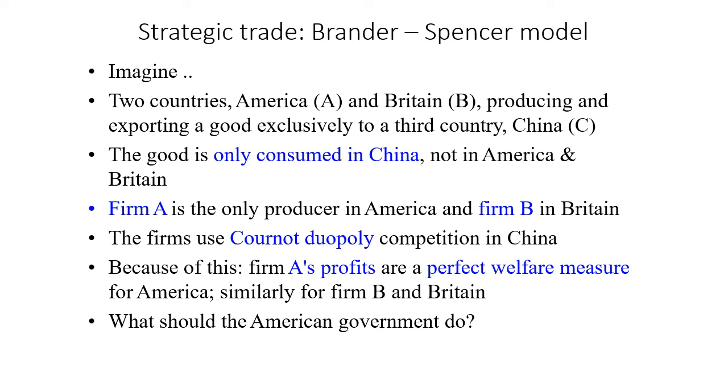And ultimately, when they're interacting in China, they're going to follow a Cournot duopoly. What is a Cournot duopoly? That is the idea that both firm A and firm B will simultaneously profit maximize. When they make the profit maximization decision, they're going to do that at the same time. Now we can ask the question, what should the American government do?